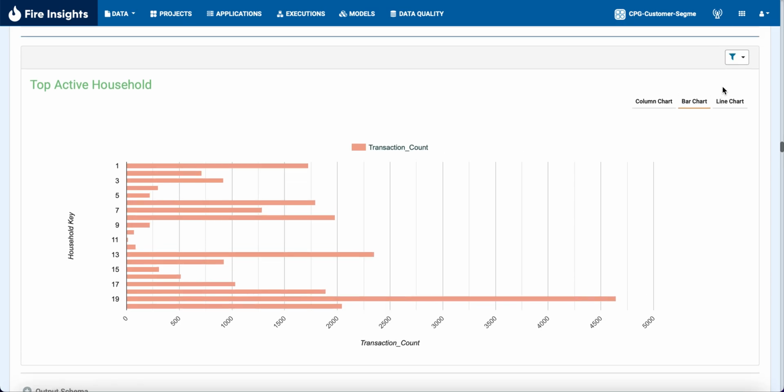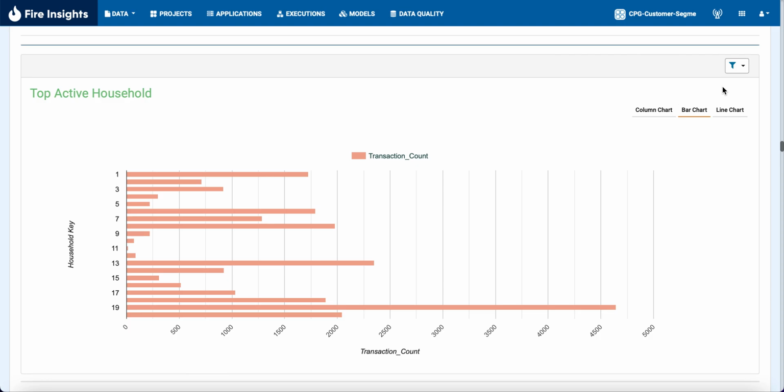In the next steps, we will take a look at cleaning this data and moving on to our modeling.